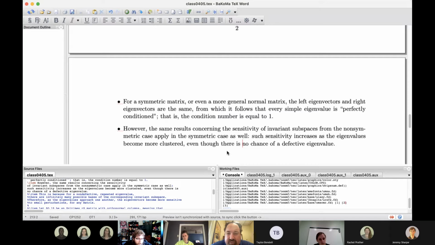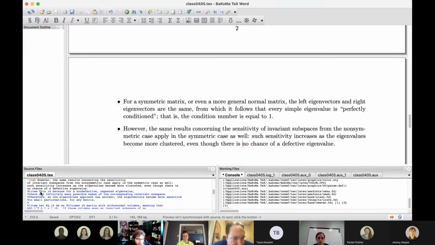Now, the thing is, because any symmetric matrix is diagonalizable, you're never going to have a defective eigenvalue. Like if I have an eigenvalue of multiplicity, say 5, then there will be 5 linearly independent eigenvectors for that eigenvalue. Another way of putting it is the geometric and algebraic multiplicities of eigenvalues of a symmetric matrix are always the same. But still, a small change in a symmetric matrix could still lead to a large change in invariant subspaces. So that's something to be aware of. So it's not perfectly conditioned all the way around.